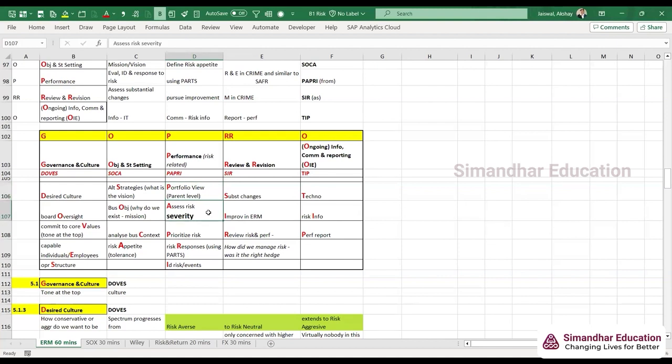Then assessing the risk severity. Risk severity means the impact of the risk. First of all, we have to identify the risk, right? It is called risk inventory. This risk inventory means what?